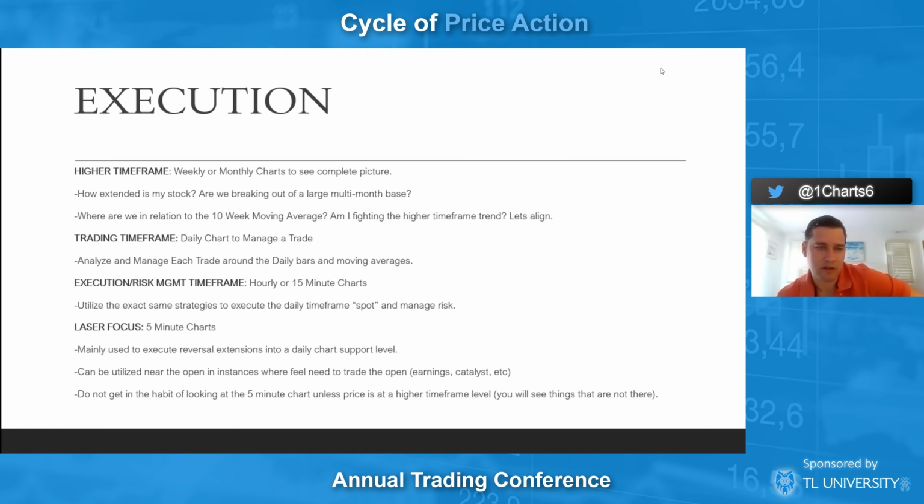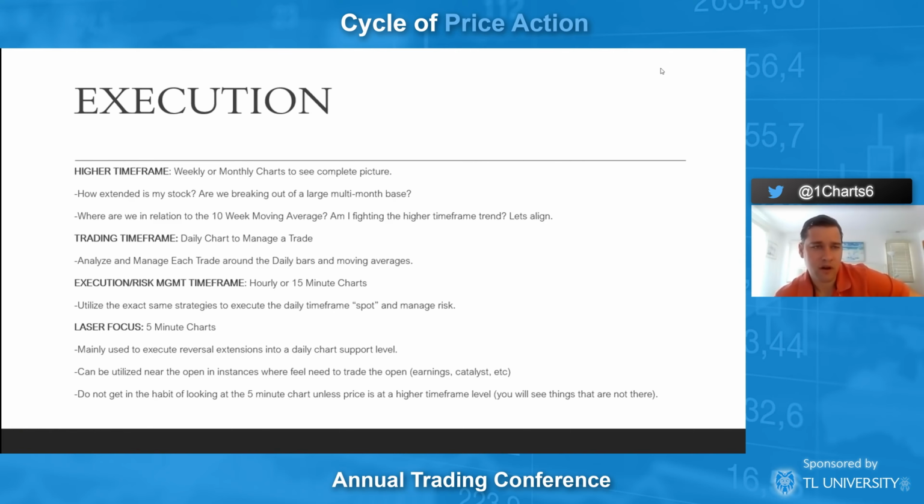So then when I come to the daily chart, this is where I'm analyzing the daily bars and those daily 10 and 20 period moving averages, to set up my trades. And then from an execution or risk management perspective, I'm looking at the hourly or 15-minute chart. The reason I drill down into the hourly or the 15-minute is because I can get a trade on based on that time frame with tighter risk, which can allow me to increase my position size. So that's why I do that.